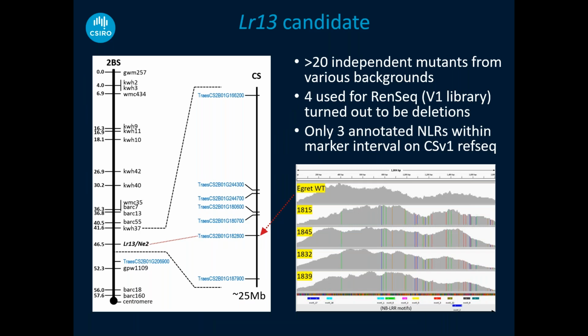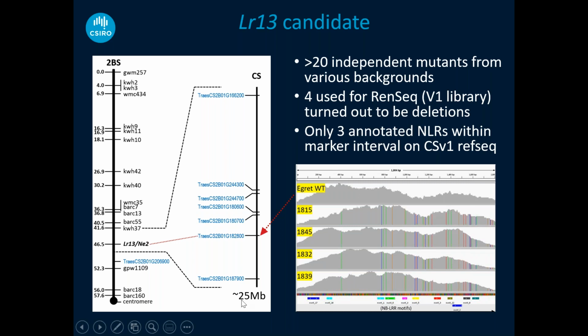So for LR13, there were actually 20 independent mutants from various backgrounds. These were sort of historical mutants that had been around in our stocks for a while. So four were used for RenSeq using the version 1 library, and actually these four turned out to be deletions. So I know there is read alignment, but this high density of mismatches, this noise, actually was indicating a deletion. So these were actually secondary alignments from a related sequence.